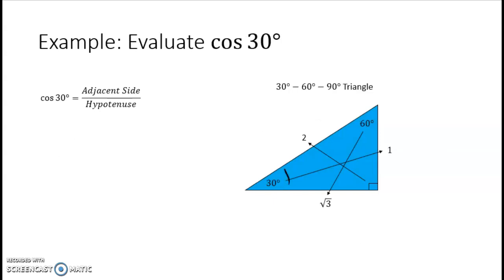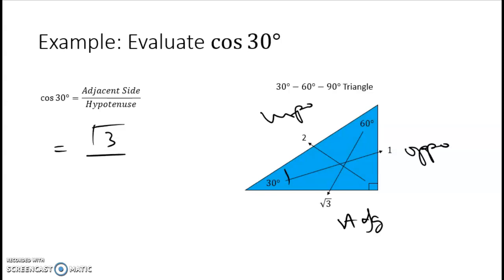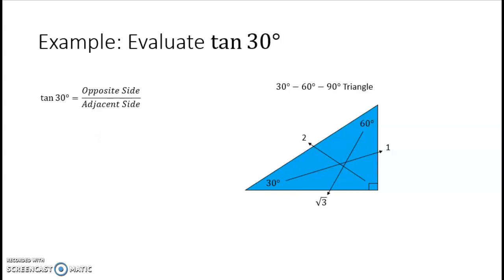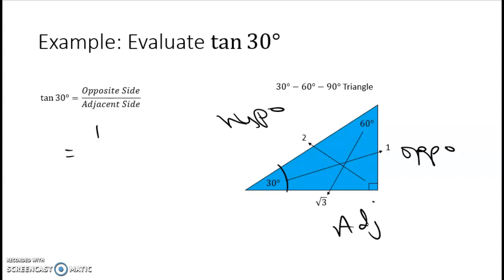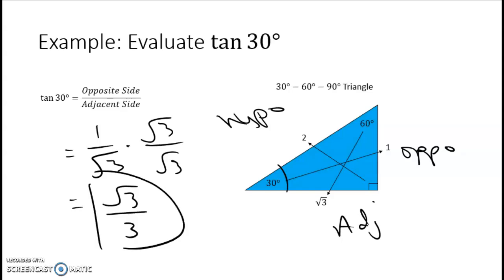Cosine of 30, so same thing. Opposite, adjacent, and hypotenuse. So I need square root of 3 over 2. Because the square root is in the numerator, that is my final answer. And then tangent of 30. So once again, that's opposite, this is adjacent, and this is hypotenuse. So I need 1 over the square root of 3. Square root of 3 is in the denominator, so I have to rationalize. So this will give me the square root of 3 over 3 for my final answer.